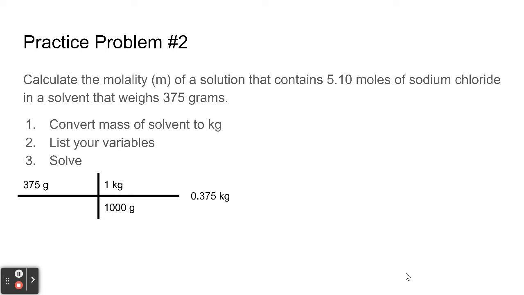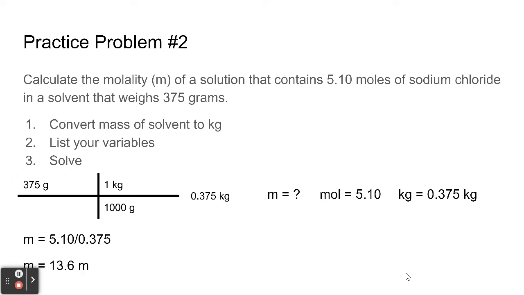Now we can move on to our second step, which is listing our variables. We don't know the molality, that's what it's asking us for. We know the moles. The moles are in the question, 5.10, and our kilograms are also what we just solved for, so that's 0.375 kilograms. If we plug those in, 5.10 divided by 0.375 should give us a molality of 13.6. So our molality is 13.6 here.